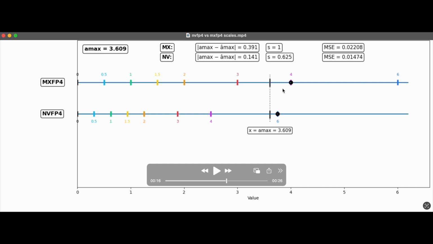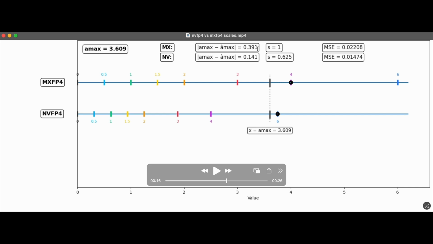For this example, where the maximum value is 3.609, MX chooses a scale factor of 1, whereas NV uses a much finer grained scale factor of 0.625. This has a direct effect on quantization quality for the entire block. And now, if you look at the quantization error, the maximum difference is much larger for MX. It's 0.391 compared to 0.141 for NV.